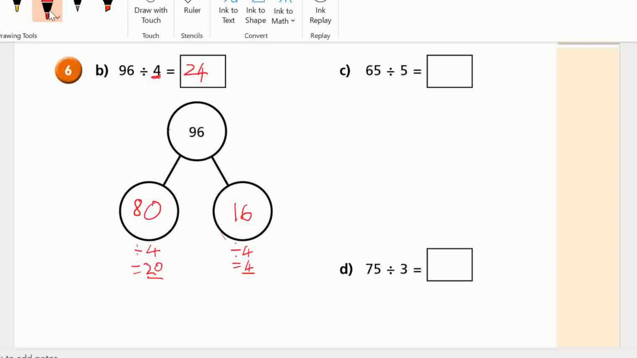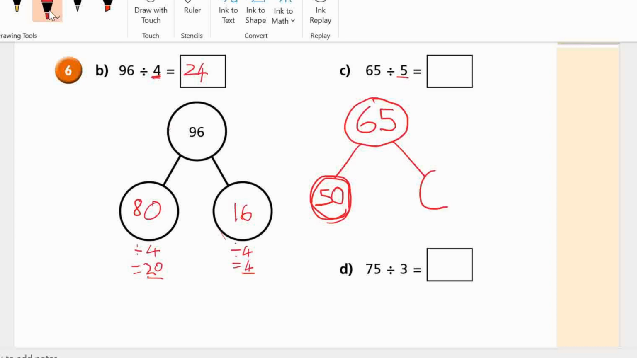So I'll put 65 here, and we're dividing by 5. Okay, well, what do I times this number by? 10, good, which gives me what? What's 10 times 5? 50. 65, take away 50. What does that leave me with?